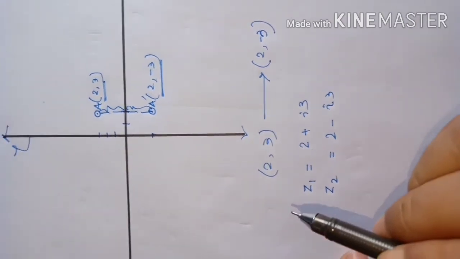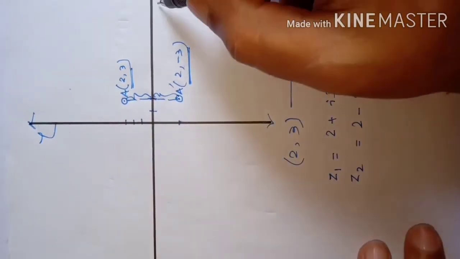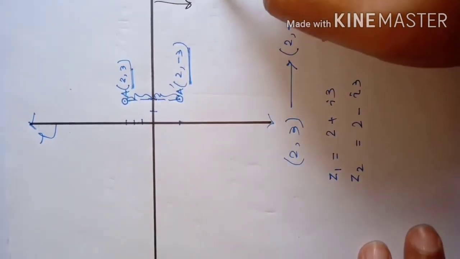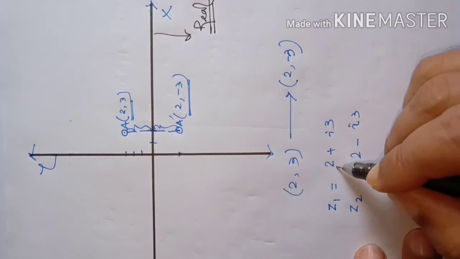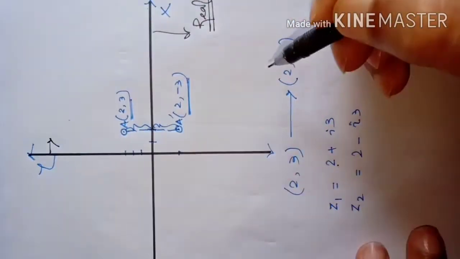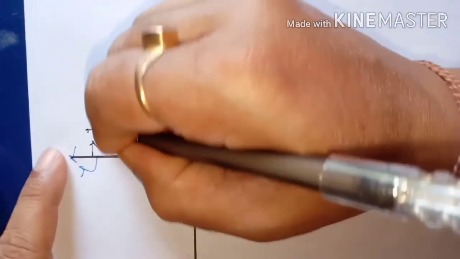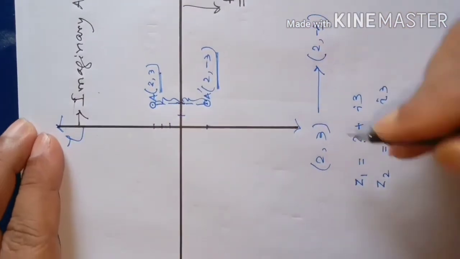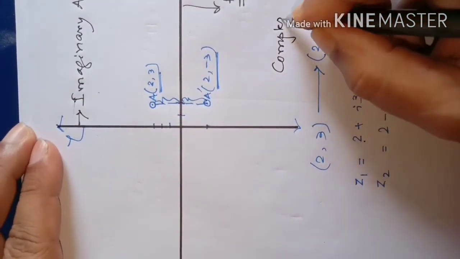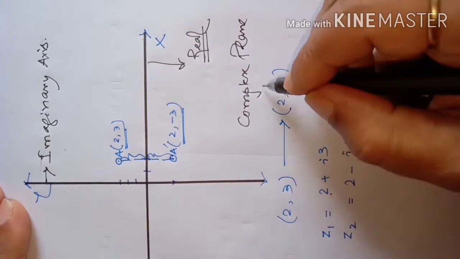if I express Z1 in the plane, at that time it will not be called a Cartesian plane. The x-axis will be used for representing the real part of the complex number, that is the real coordinate, and the y-axis will be considered to represent the imaginary part of the complex number. This is the imaginary axis. So this plane will be called the complex plane. The xy plane can also be called the complex plane or Argand plane. Remember this, Argand plane.